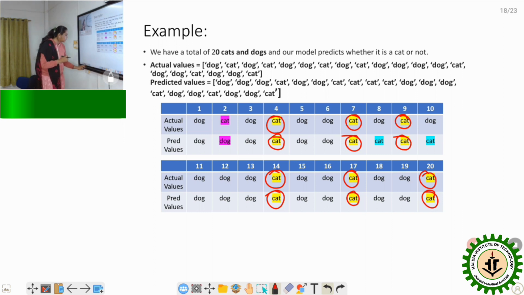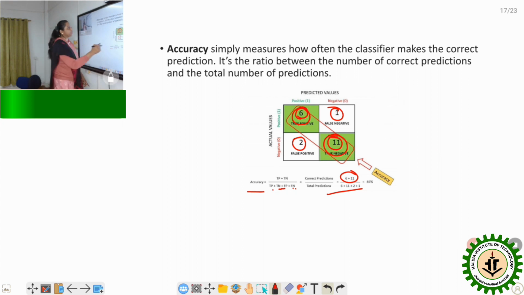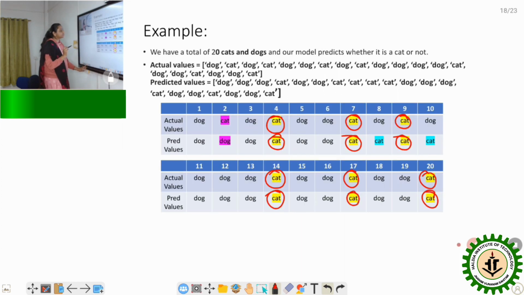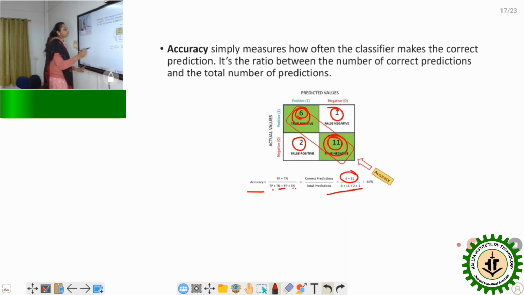That's why this is nothing but the true positive. That's why it is written in this particular cell. The value is 6. Now next we have the true negative.